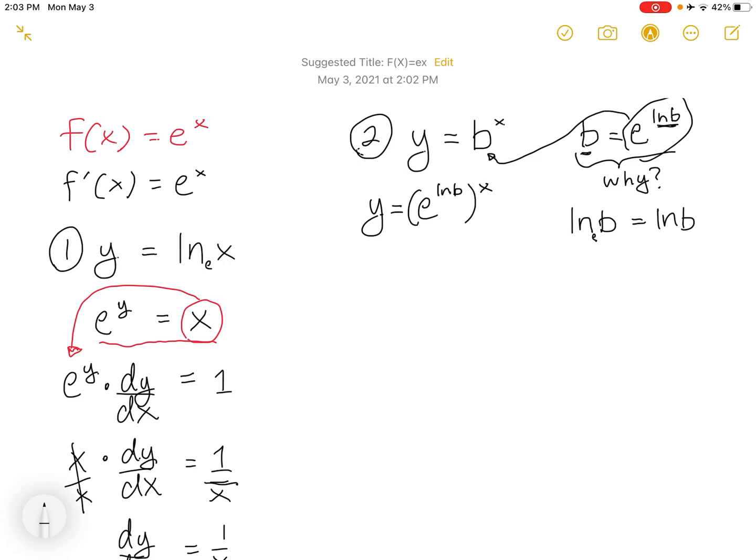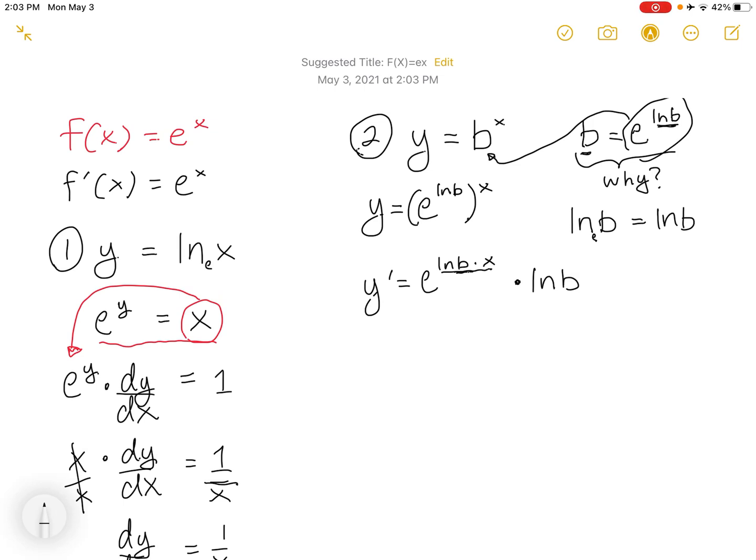And the reason why I wanted to do that is because now the base is e, we actually know how to take the derivative. Okay, now we're just essentially looking at the derivative of f of x equals e to the x with a chain rule. So y prime is going to be e to the ln b times x times the derivative of this exponent, right? And the derivative of the exponent is ln b, because ln b is just a constant, right? Because the value b is a number.